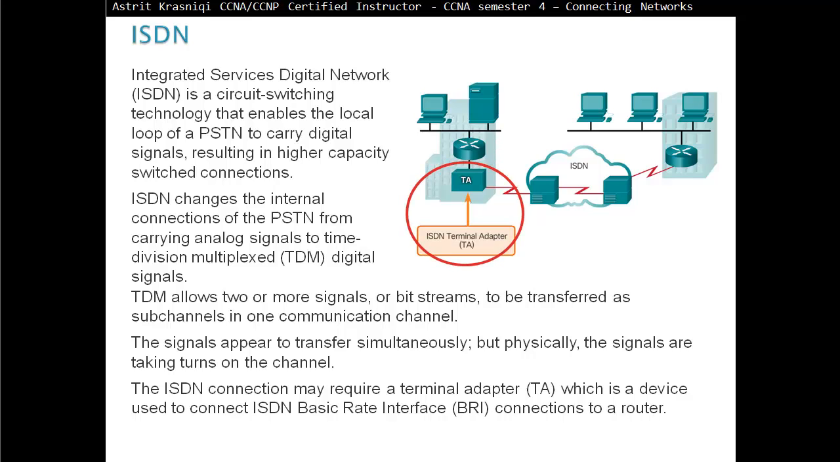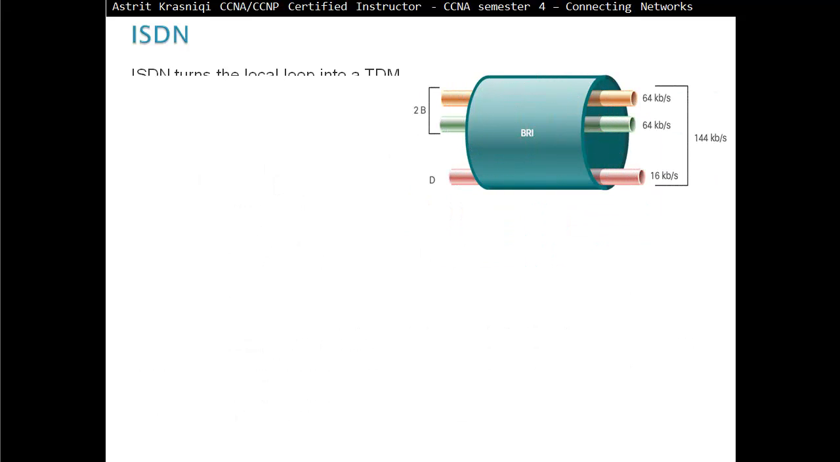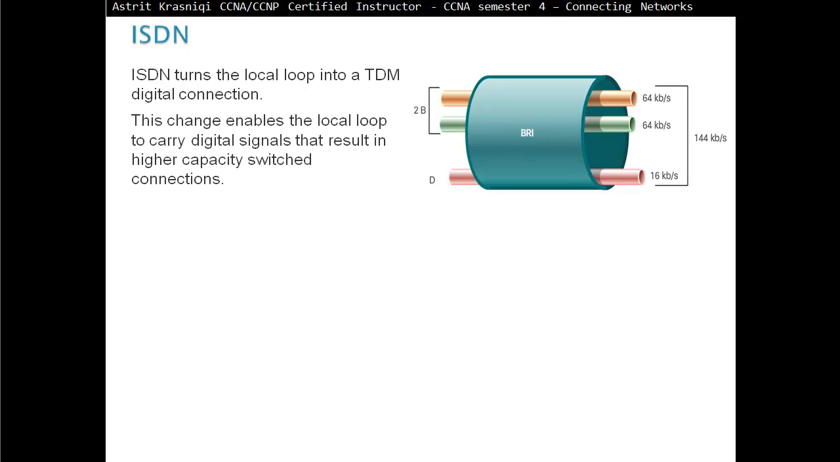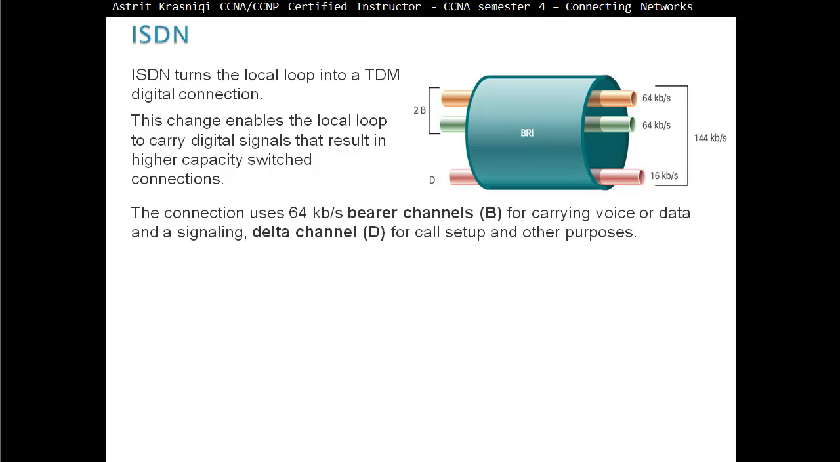The ISDN connections may require the terminal adapter, TA, which is a device used to connect an ISDN basic rate interface, BRI, connection to a router. ISDN turns the local loop into TDM digital connections. This change enables a local loop to carry digital signals that result in a higher capacity switched connection. The connection uses 64 kilobits per second bearer channels, B channels, for carrying voice or data, and a signaling delta channel, D channel, for call setup and other purposes.